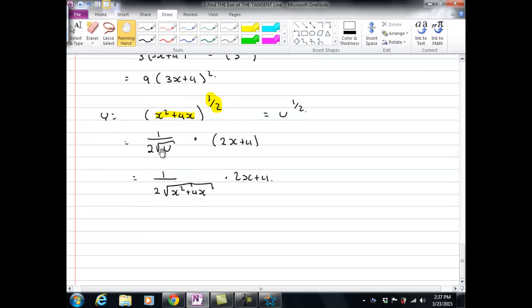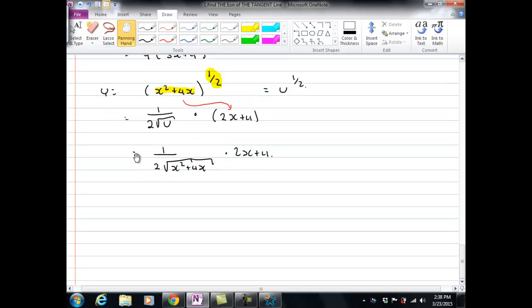Because what I did was, I take the derivative of this, which is 1 over 2 root u, times the derivative of the inside. This whole entire derivative becomes that. But I can go ahead and simplify a bit more, because we're going to take it as far as you can go. So this becomes 2x plus 4 over 2x squared plus 4x.